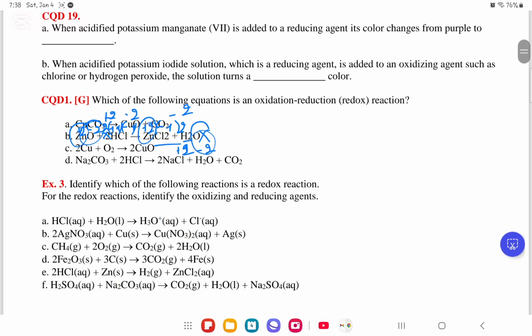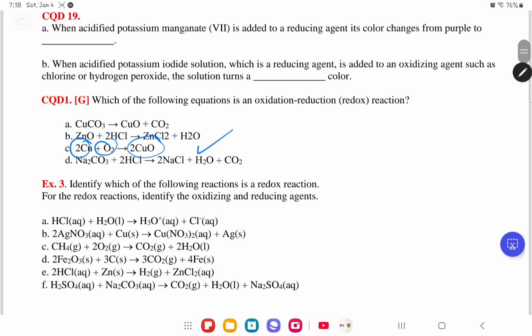But anyways, in this case, the H started with plus 2 and it finished with plus 2, and the Cl started with minus 2 and it finished with minus 2. That proves that it is not a redox reaction. If we move on to the next one, we can see that we started off with elements and then it became a compound. So definitely there was a redox reaction.